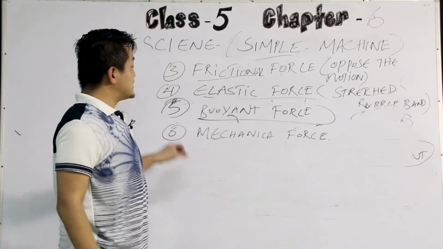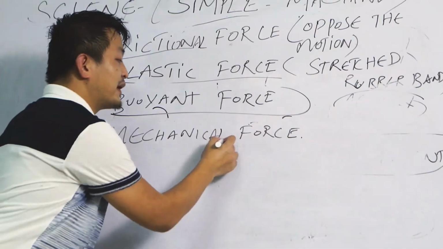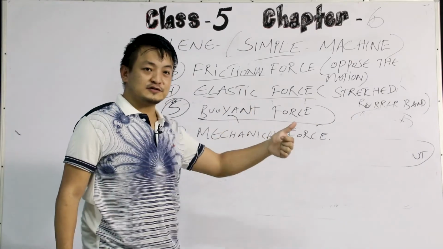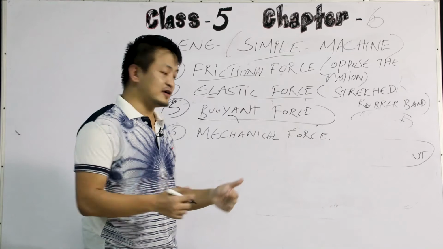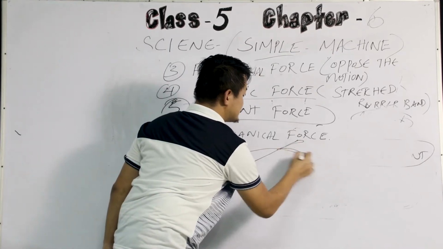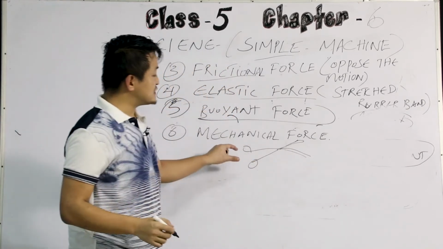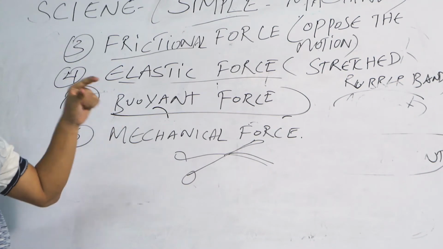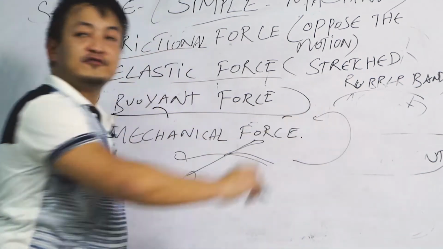Now the last type of force will be the mechanical force. Whenever you use a scissor, let's say this is a scissor, you apply a force to use this scissor, right? That kind of force is a mechanical force.